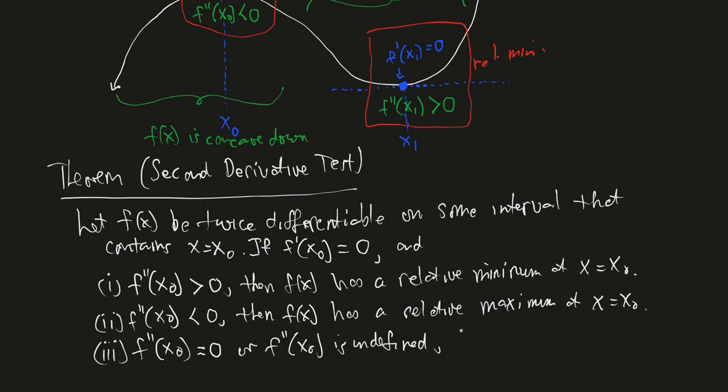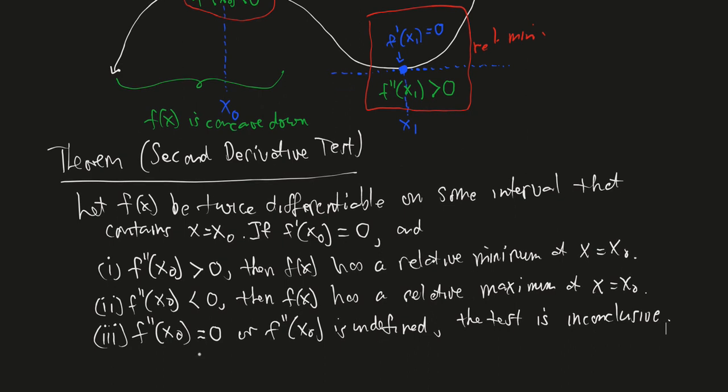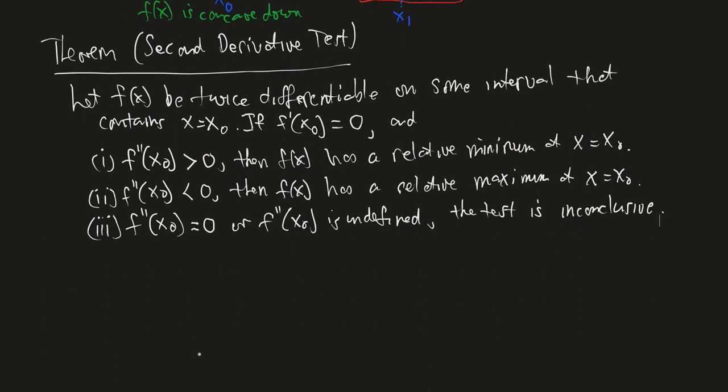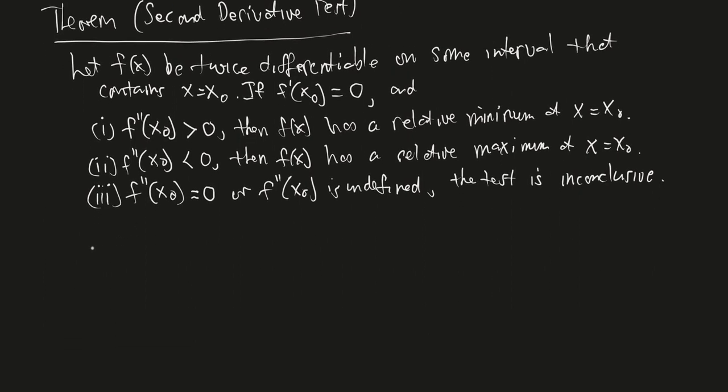So the test is inconclusive. It means we have no idea, lots of things could be going on, but there's nothing that we can say for sure has to happen. That's not the case when we get either a positive or a negative number. We get a definitive answer there, but if the second derivative happens to be equal to 0 as well, then lots of different things could happen. And that's our second derivative test. So let's do a couple examples, see how this plays out.